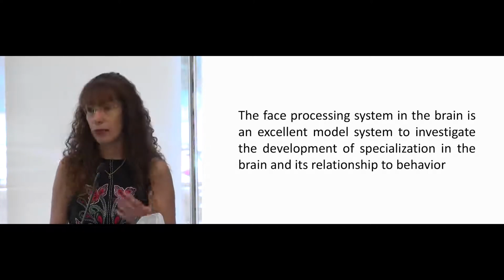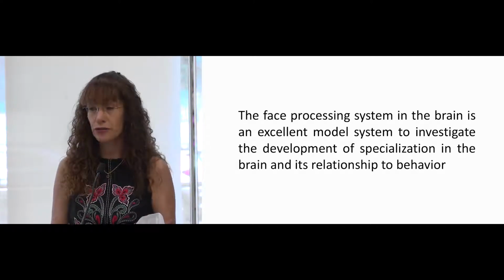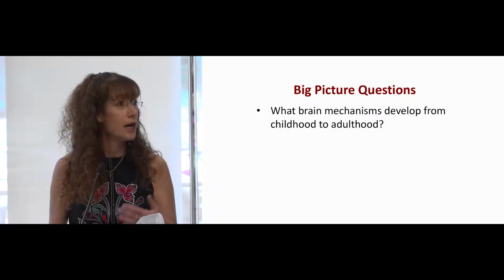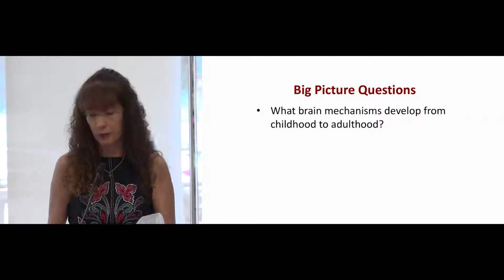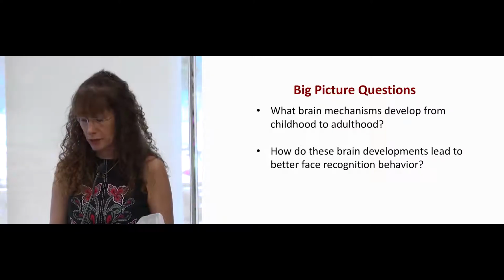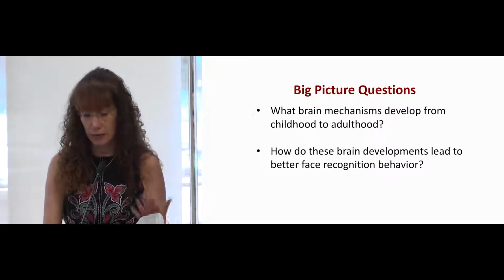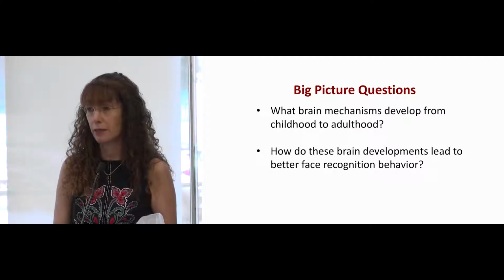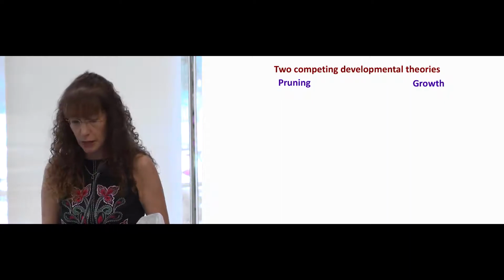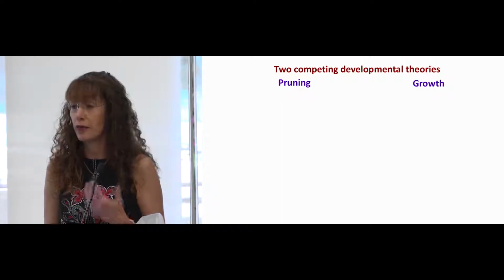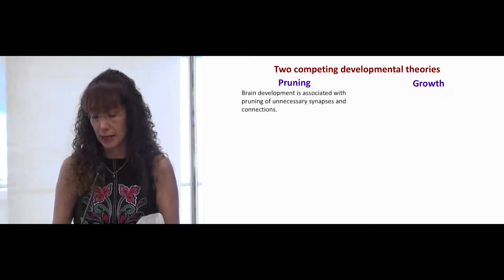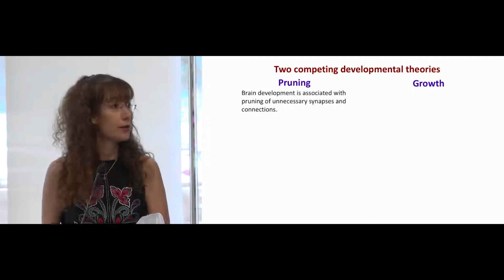In my talk today, I'm going to address 2 big picture questions. First, what brain mechanisms develop from childhood to adulthood? And second, how do these brain developments lead to better face recognition behavior? In considering these big picture questions, we address in our research 2 competing developmental theories of the brain called pruning and growth. Pruning postulates that brain development is associated with pruning of unnecessary synapses and connections. And it's based on neuroanatomical data.